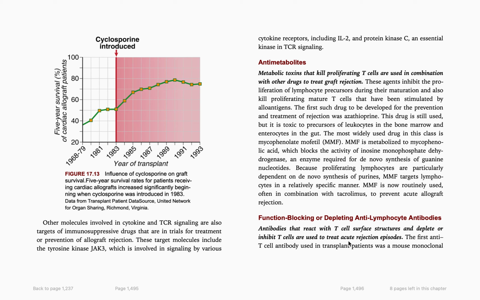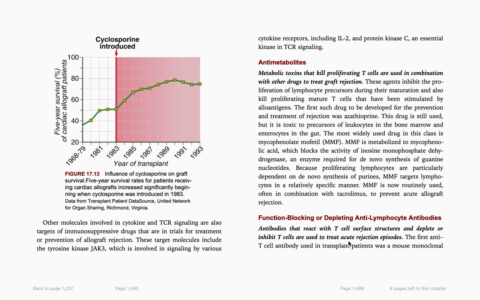Other molecules involved in cytokine and T cell receptor signaling are also targets of immunosuppressive drugs that are in trial for treatment and prevention of allograft rejection. These target molecules include the tyrosine kinase JAK3, which is involved in signaling by various cytokine receptors including interleukin-2, and protein kinase C, an essential kinase in T cell receptor signaling.